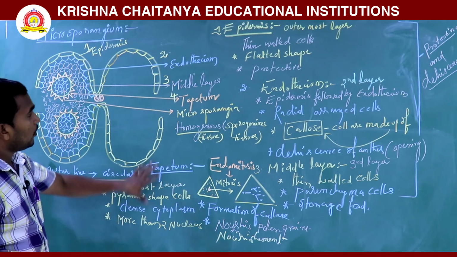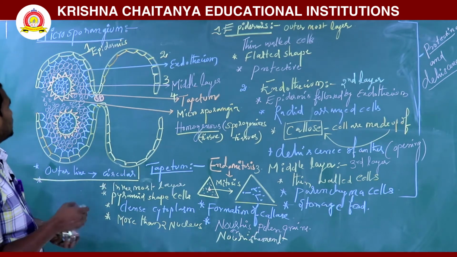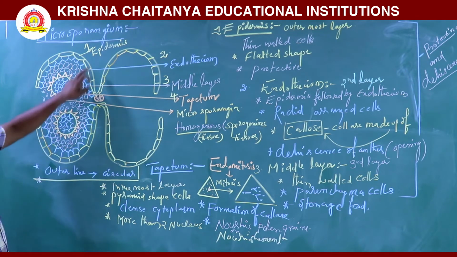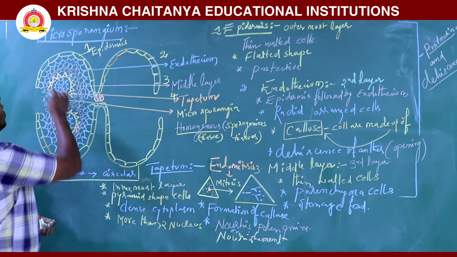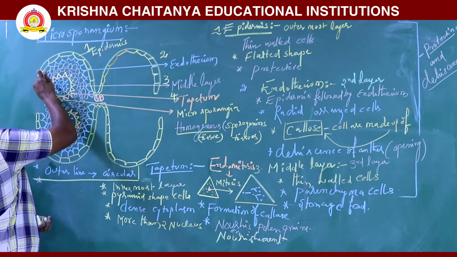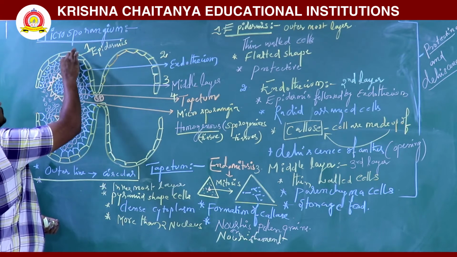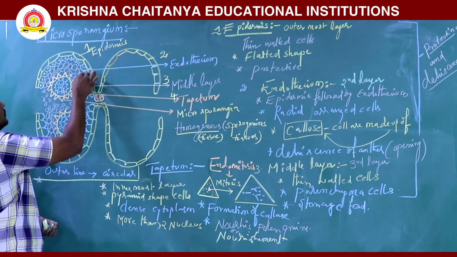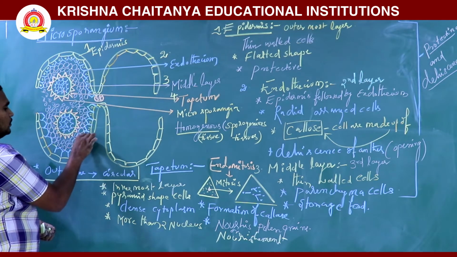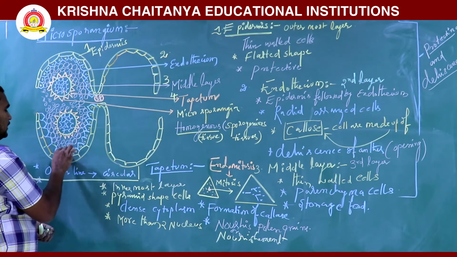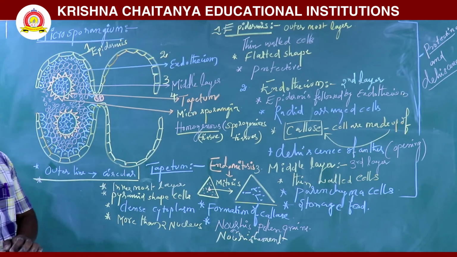So these are all the layers. In total, how many layers are there? Four layers. Here we are discussing the epidermis. The next layer is called the endothecium. This is made up of callose. This is also callose. It is generally callose.